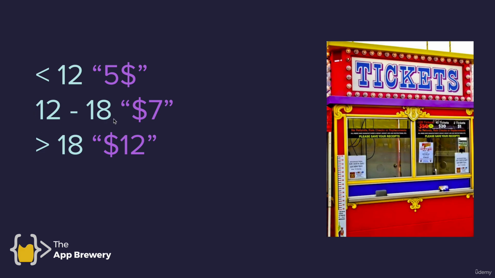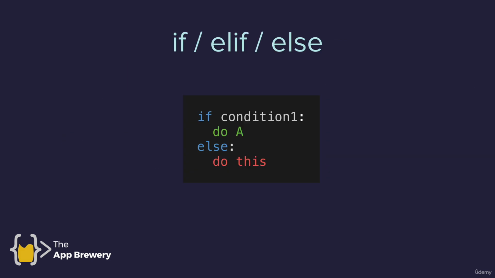If you're between 12 and 18, you pay $7. And if you're over 18, then you pay the full adult price, which is $12. Now, there are three possibilities. So how do we represent this in our if statement? Well, we could use something called the elif.